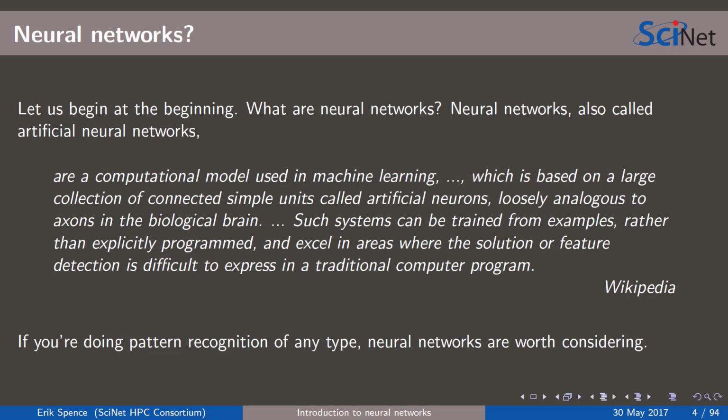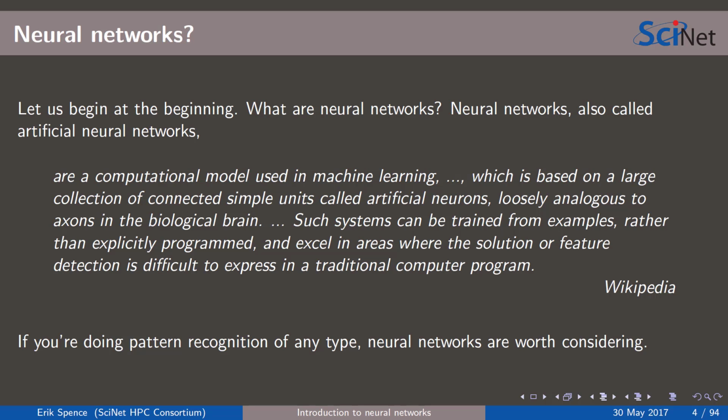Okay, so neural networks, you've heard of them. What are they? Why do we care? Okay, so I just went to Wikipedia just to make it easy, all right? Neural networks, also called artificial neural networks, you'll see that term around a lot, are a computational model used in machine learning based on a collection of connected, simple units called artificial neurons. Such systems can be trained from examples rather than explicitly programmed and excel in areas where solutions or feature detection is difficult to express in a traditional computer program.